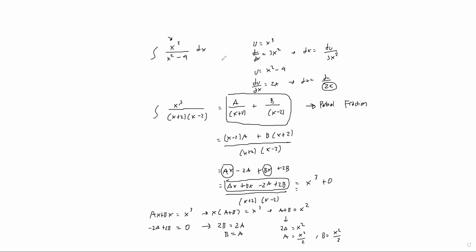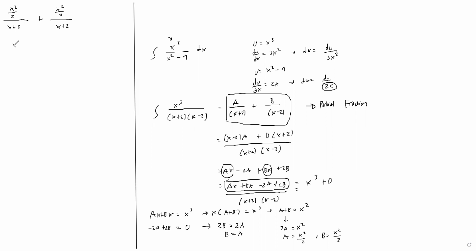Let me make a separation line here, so we know what we're going through. So let's continue up here. We have a over x plus 2, so that will be x squared over 2 divided by x plus 2, added by x squared over 2 divided by x plus 2. Now, let's try to simplify this fraction.